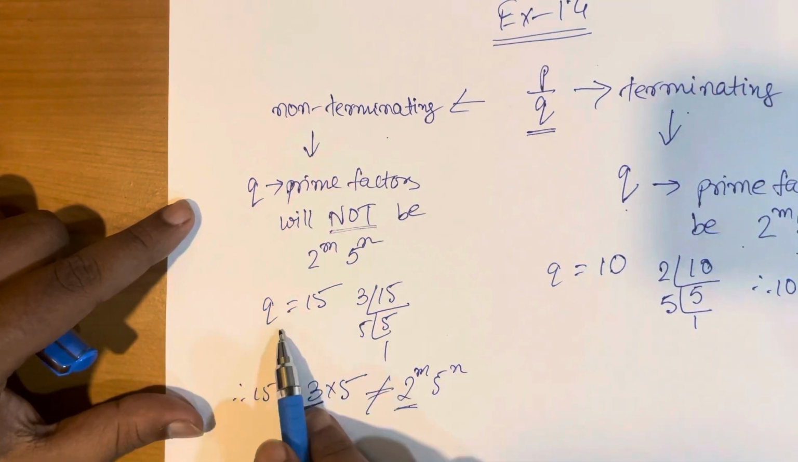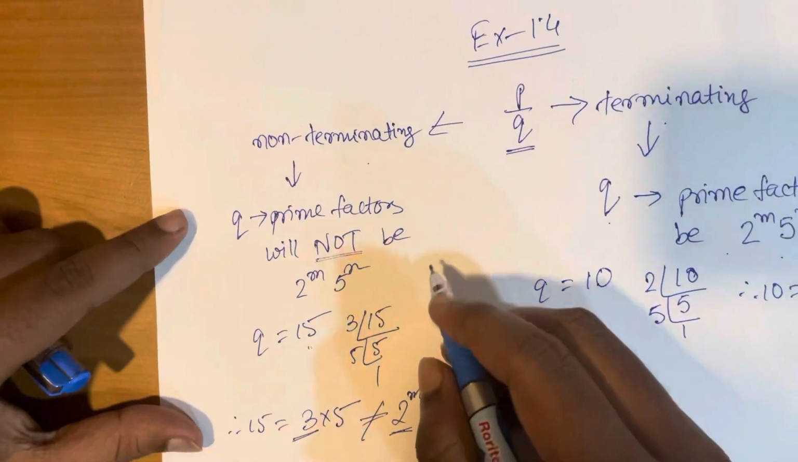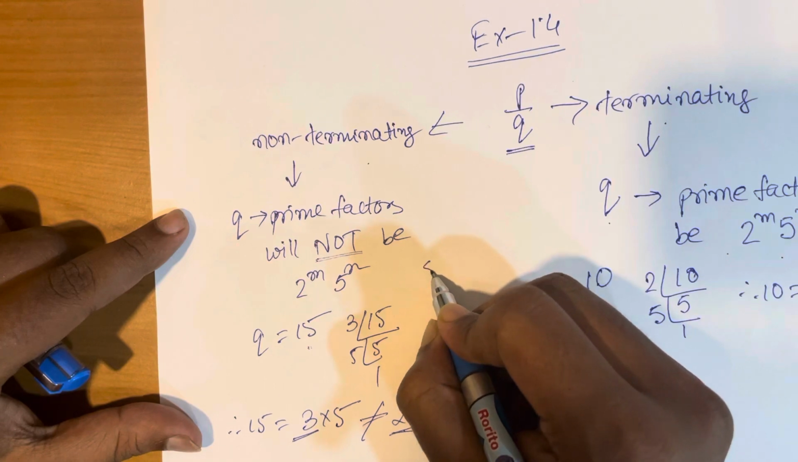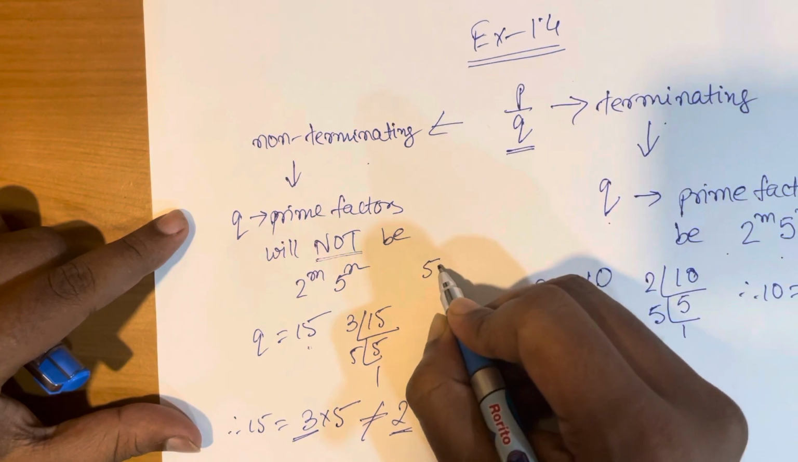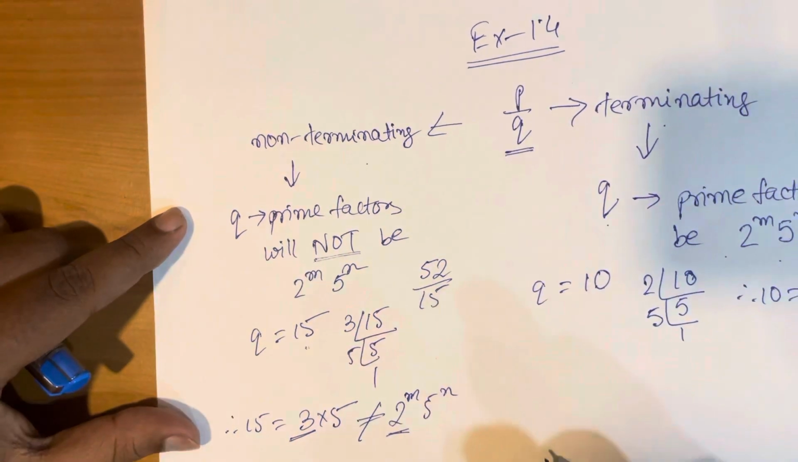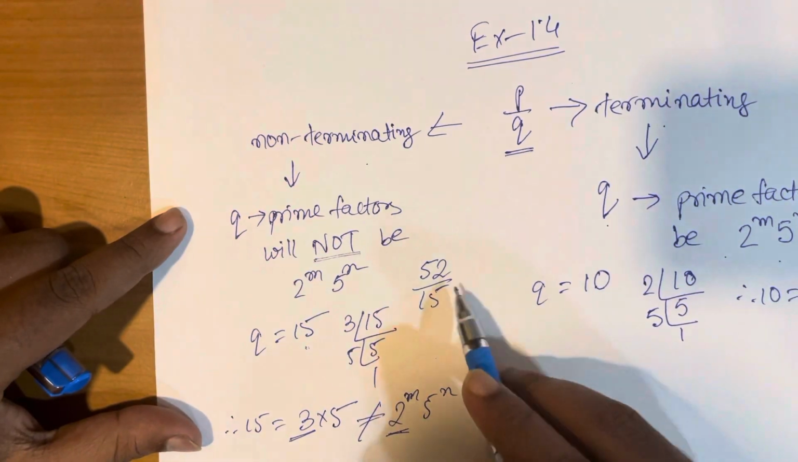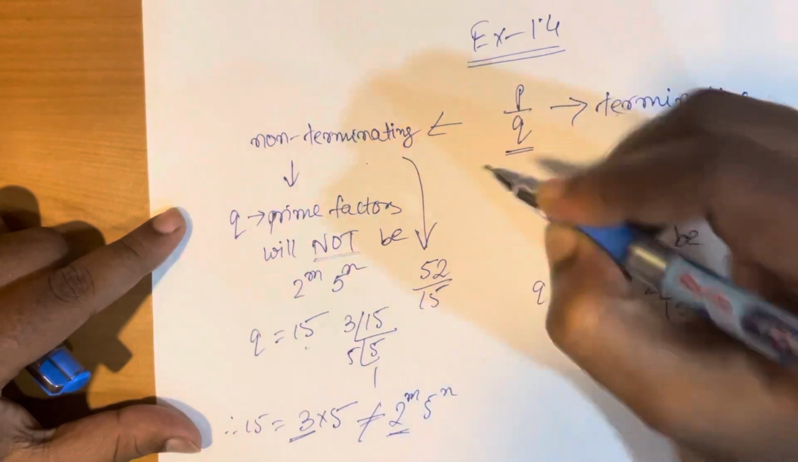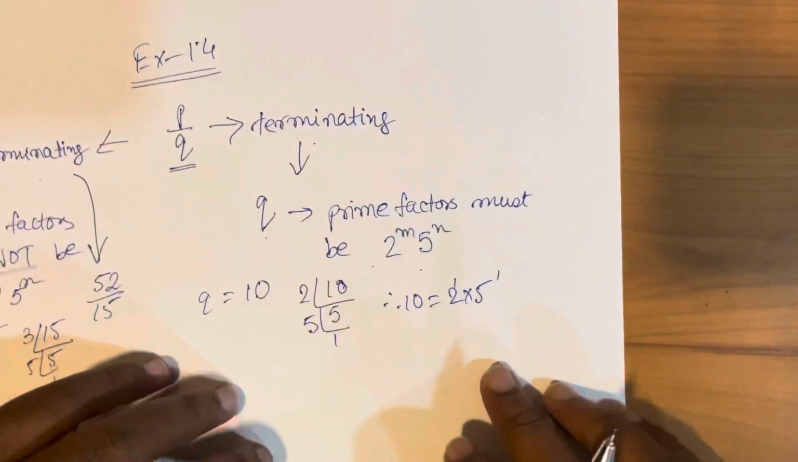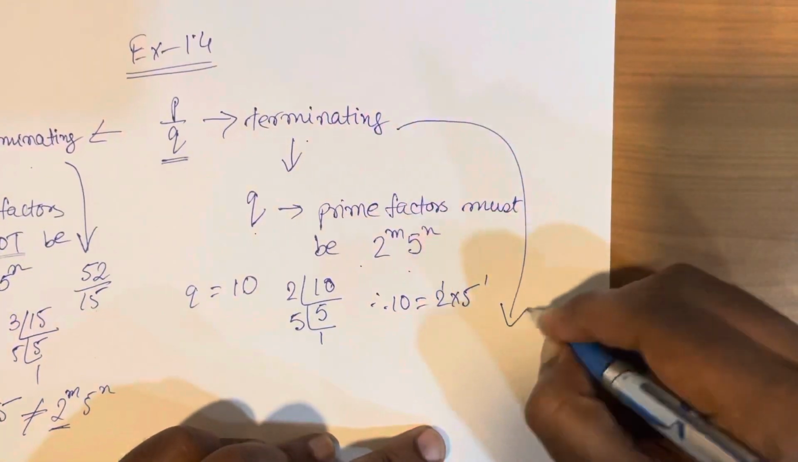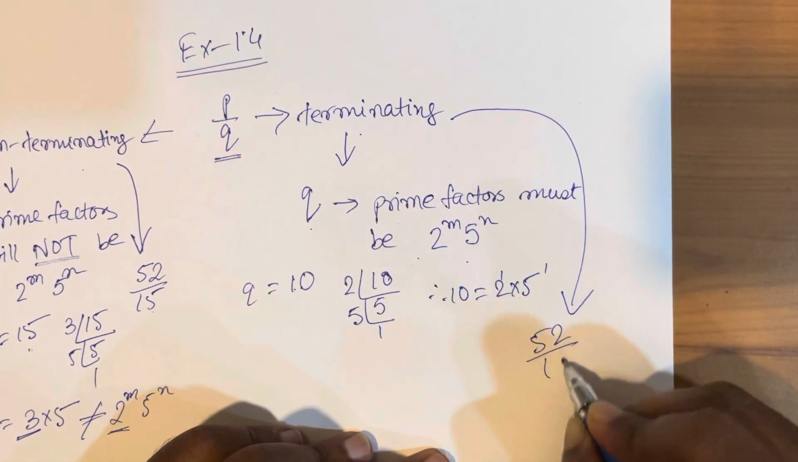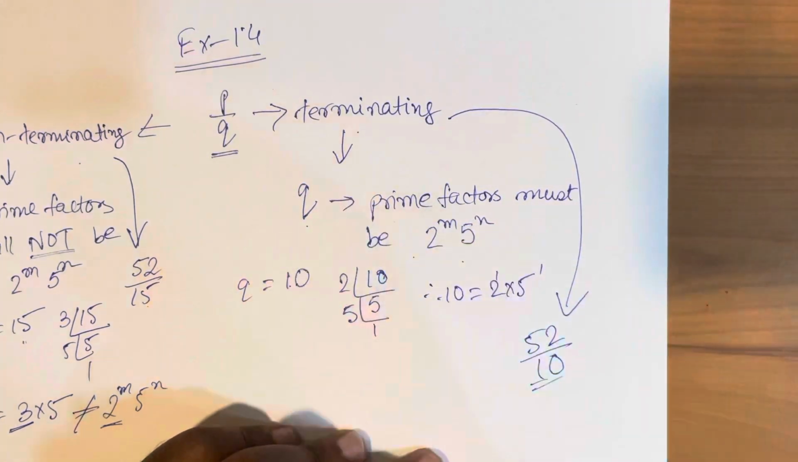So any number which will have denominator 15, for example, let me give one example. Suppose the number is 52 by 15. So the number 52 by 15 will be a non-terminating decimal. So this is an example of non-terminating decimal. And in case of terminating decimal, since we have taken 10 as the example, suppose 52 by 10. 52 by 10 will be a terminating decimal.